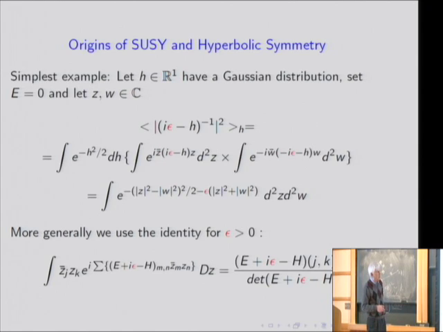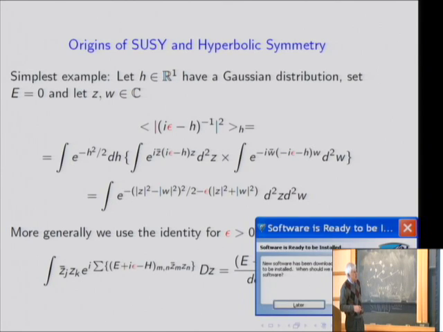So this H here is a Gaussian random variable, so I've written it out here. This is the average in H. Should divide by 1 over square root of 2 pi or something like that to give me a normalized average. And now, you see I have a square here. So the square has two parts. It has E minus iH.